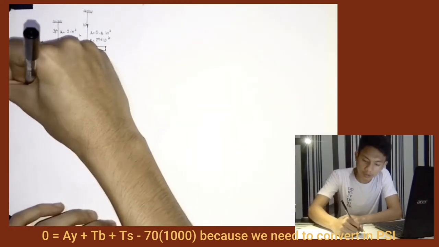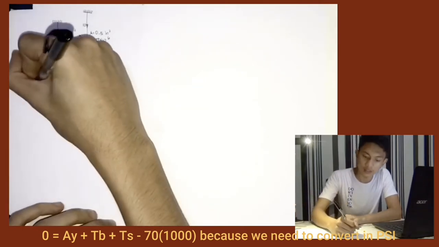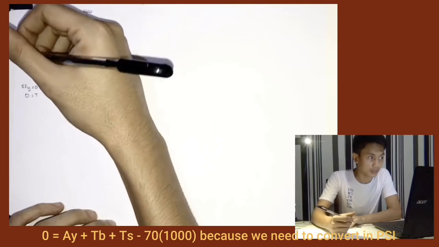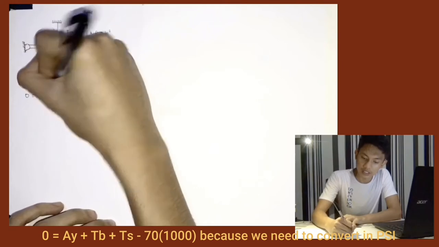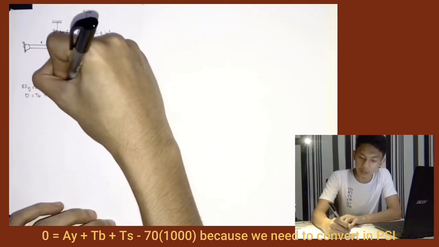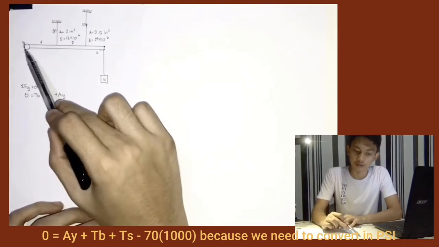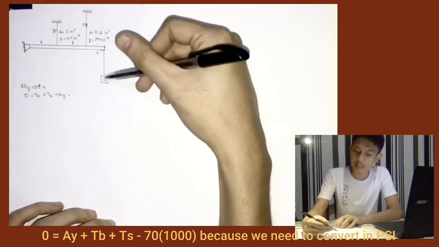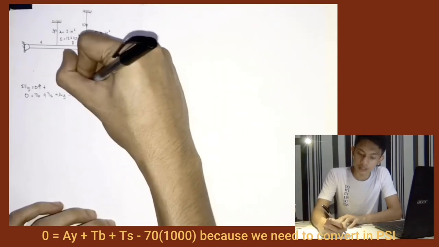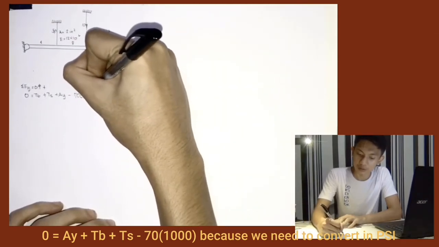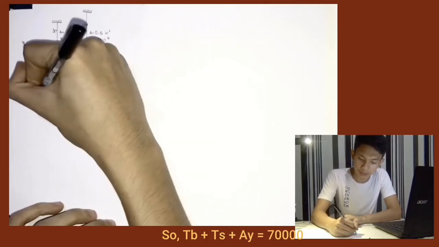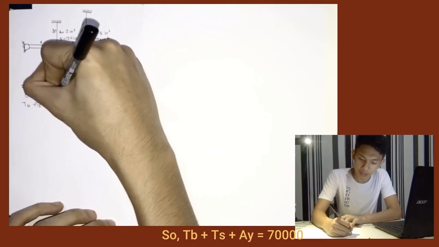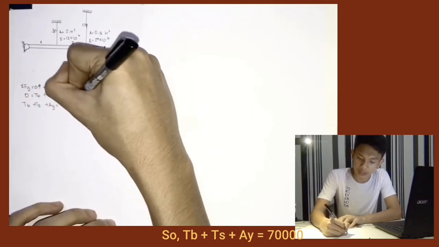So 0 equals TB, or tension in bronze, plus tension in steel, plus AY, the force in the pin, minus, since this weight is going down, 70 times 1000, because we will be using PSI. So to make it simpler, TB plus TS plus AY is equal to 70,000.